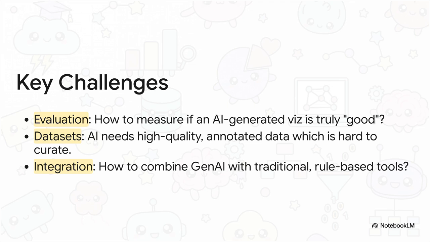Second, data sets. AI learns from examples, but we just don't have enough huge, high-quality data sets of good charts for it to learn from. And finally, there's integration. How do we get the creative, sometimes kind of unpredictable power of GenAI to play nice with the super precise, reliable tools we already know and trust?